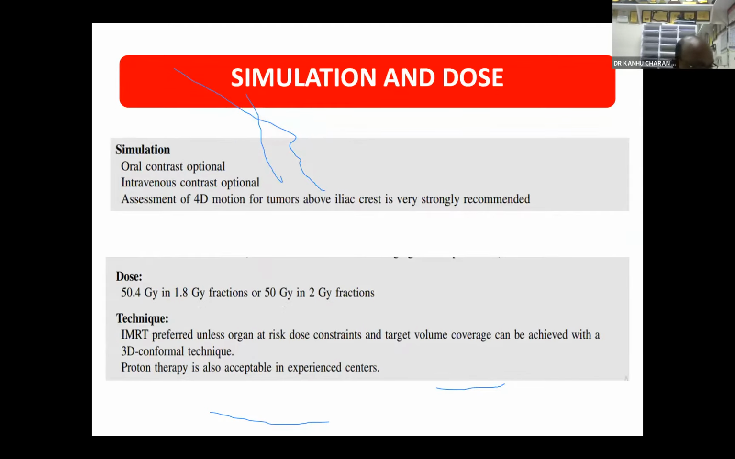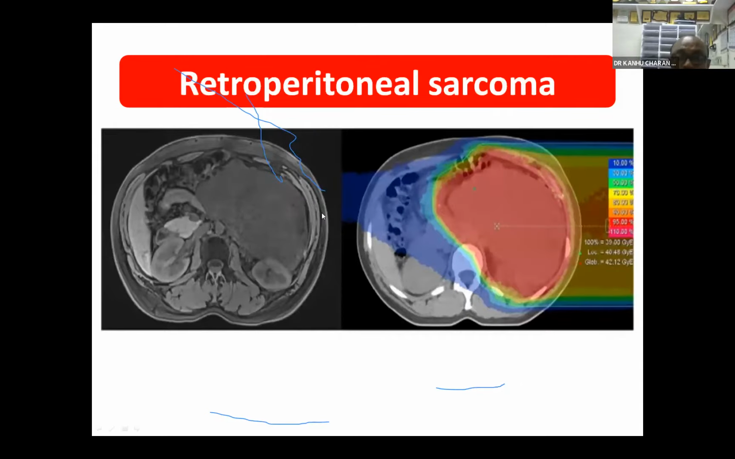Simulation oral contrast is optional. Intravenous contrast is optional. 4D motion is strongly recommended. Usually 50.2 to 50.4 gray in 1.8 gray fractions, or 50 gray. IMRT is preferred unless organ dose constraints and target coverage can be achieved with 3D conformal, or you can go for proton or photon. So these are the retroperitoneal sarcoma planning systems.